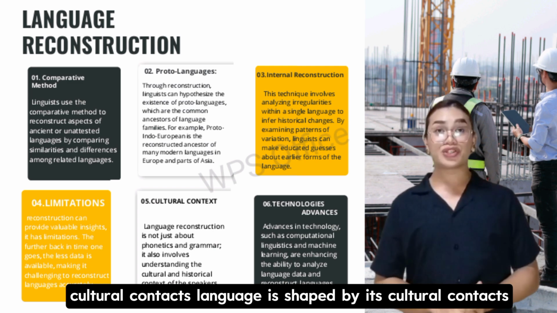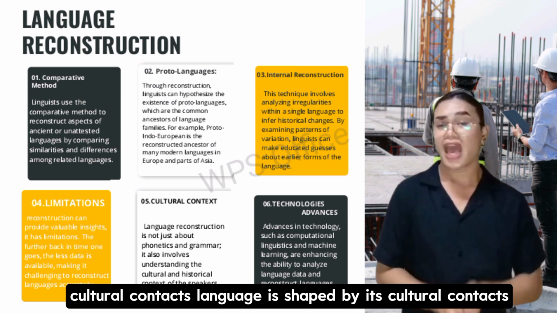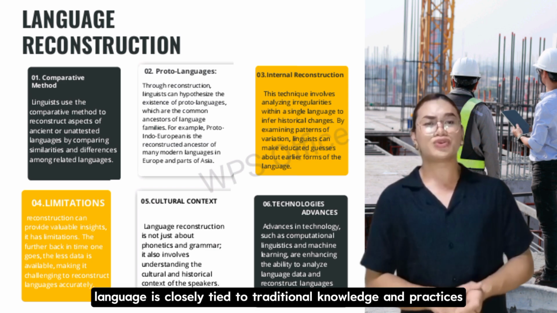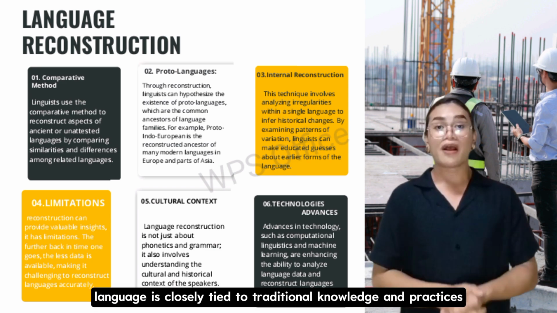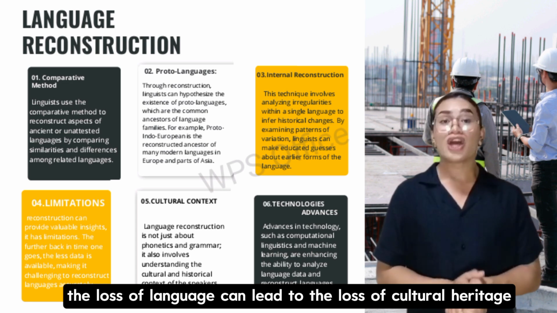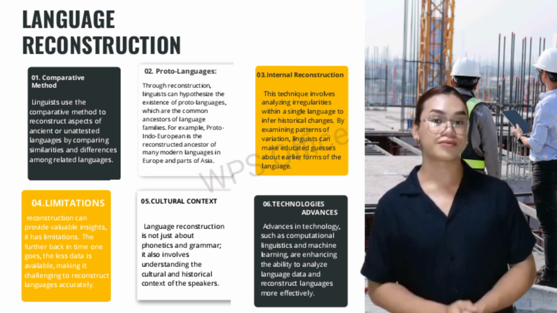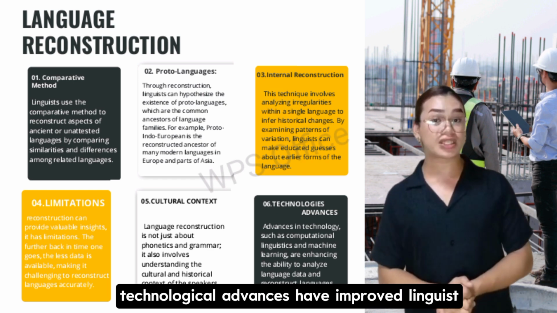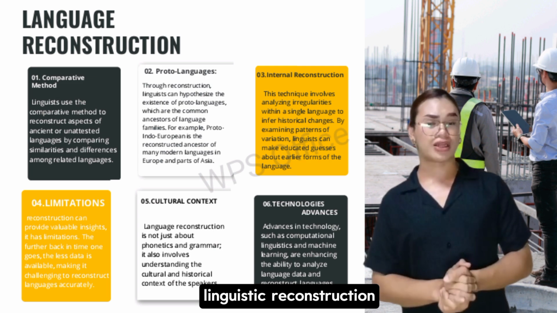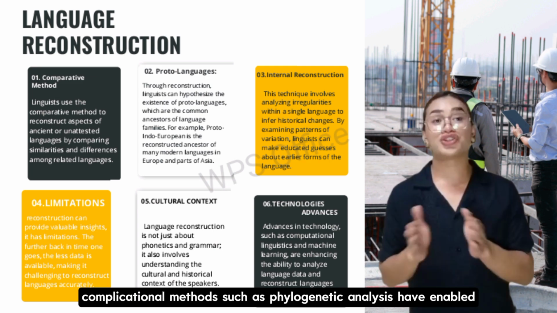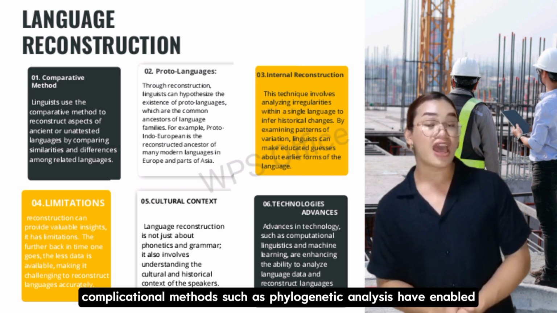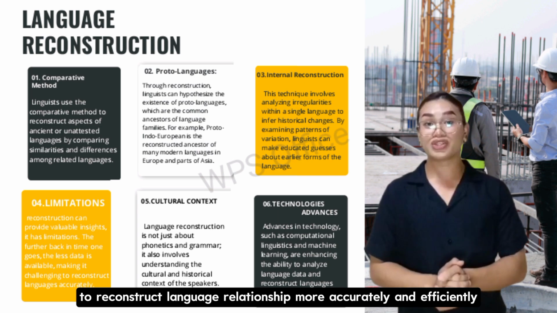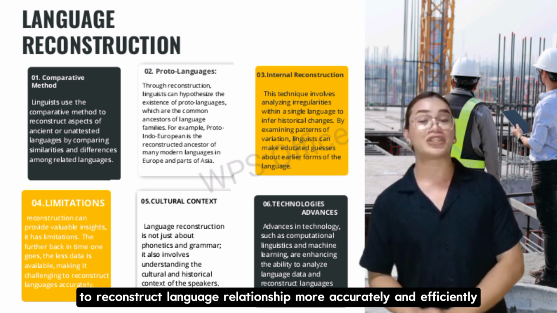Cultural context: language is shaped by its cultural context. Example, in many indigenous cultures, language is closely tied to traditional knowledge and practices. The loss of language can lead to the loss of cultural heritage. Technological advances have improved linguistic reconstruction. Computational methods such as phylogenetic analysis have enabled linguists to reconstruct language relationships more accurately and efficiently.